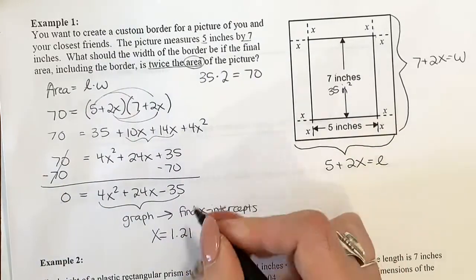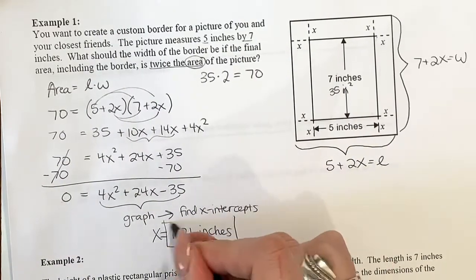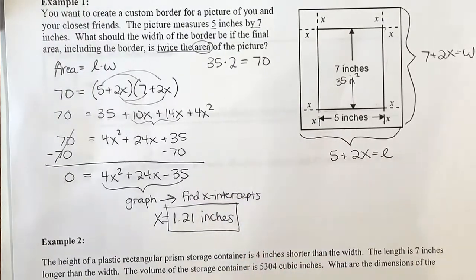And that is going to be a lot faster than trying to solve by hand, especially since we got a decimal here. That means it didn't factor evenly. So we probably would have had to do the quadratic formula, which takes a long time.